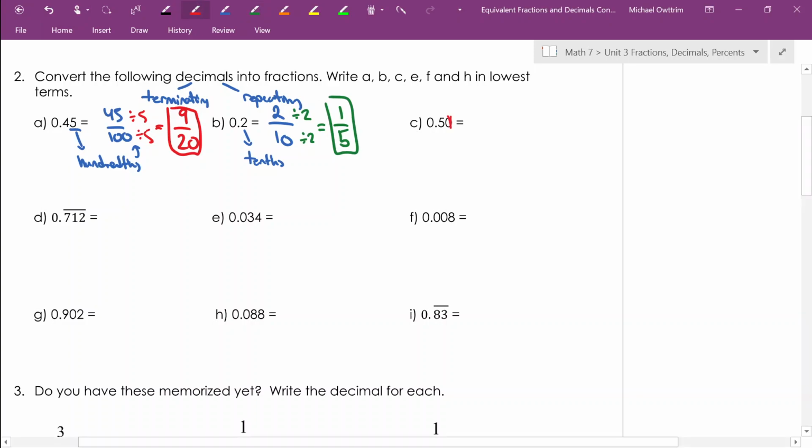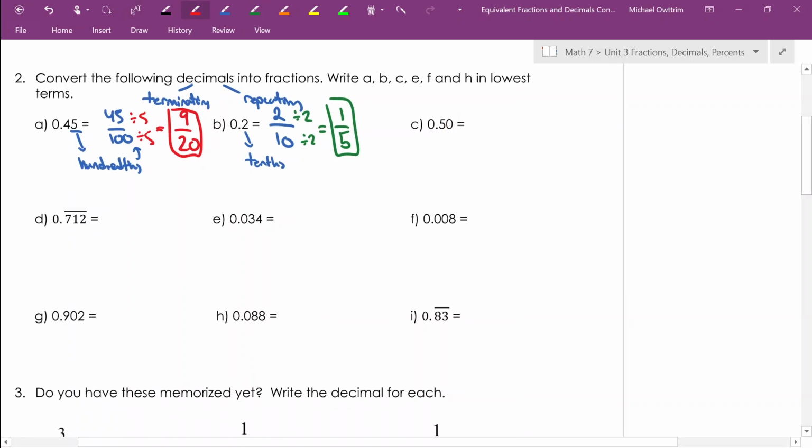In question C, you could cross off the 0. We, of course, don't need trailing zeros. If you didn't cross off the 0, you'd look at that 0 and say, well, that's in the hundredths place, and so we'll have 100 on the bottom, and our digits 50 on top. We can simplify that by dividing top and bottom by 10. They both end in a 0, so that'll give us 5 out of 10. And we can further simplify that by dividing by 5 to give us 1/2.